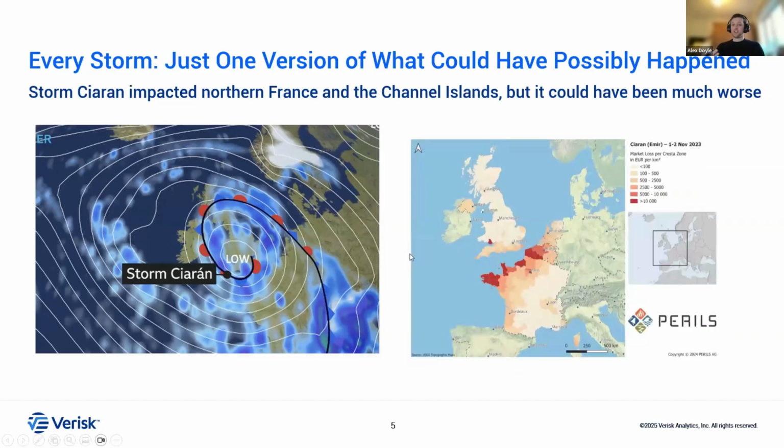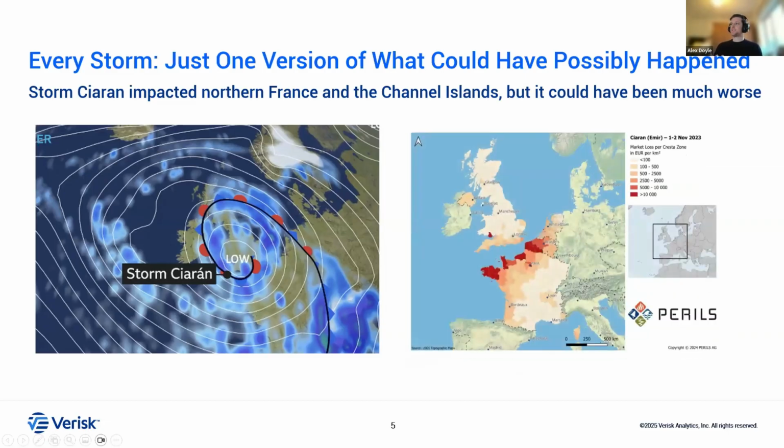Now, the loss picture that we saw from this storm in terms of insured losses are shown by the reds and darker reds in this picture. So the biggest losses, the most amount of claims, came from areas around France, northeast France, into Belgium, and also the Channel Islands associated with this storm. But what if Storm Ciarán here had actually veered 50 kilometers further north? You know, the loss picture that we see here that I've just described could look very different.